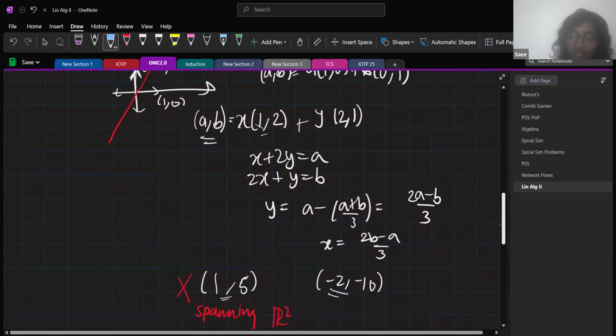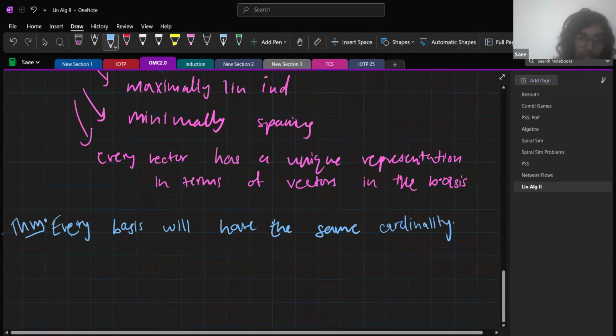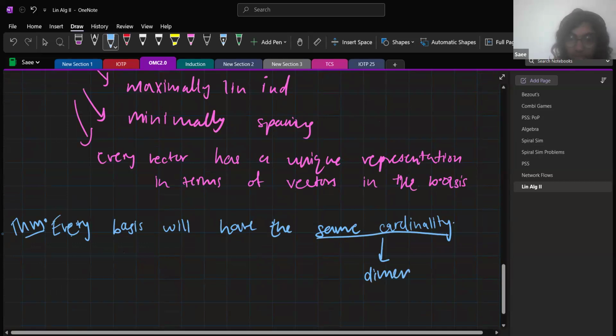Sure. Yes. So assuming this is true, in fact it turns out that this is indeed true. And this fixed cardinality is also known as the dimension of the vector space. So this cardinality is also called the dimension of the vector space.